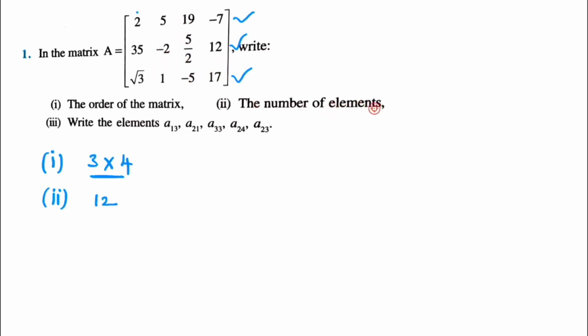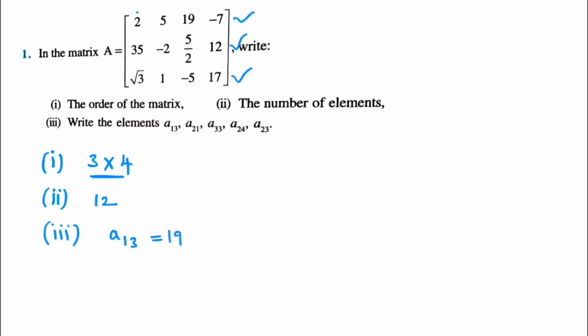What is meant by element? Numbers in a matrix are called elements. Okay. Now this is important. Third one. Write these elements. What they are asking first? A13. A13 means what? The element present in first row and third column. Look here. This is the first row. Where is the third column? This is the third column. First row, third column. What element? That element is 19.